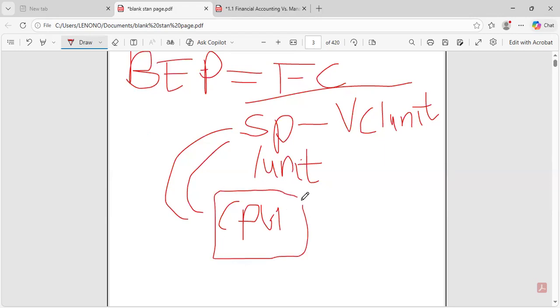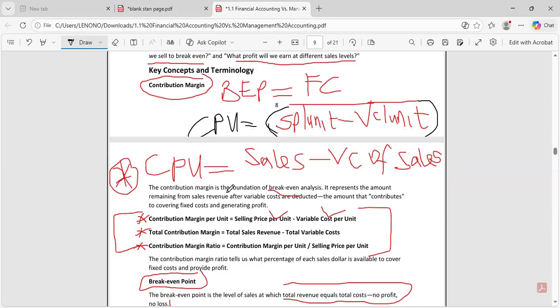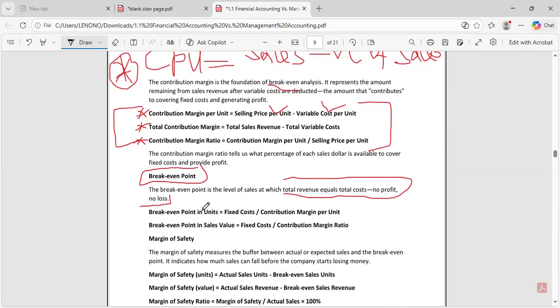All right, so we can move on and check what is happening here. Our break-even point in units is fixed cost over contribution per unit. Then the break-even point in sales is fixed cost over contribution margin ratio, which is equal to contribution per unit over selling price per unit. So this is how we find the break-even point in sales.